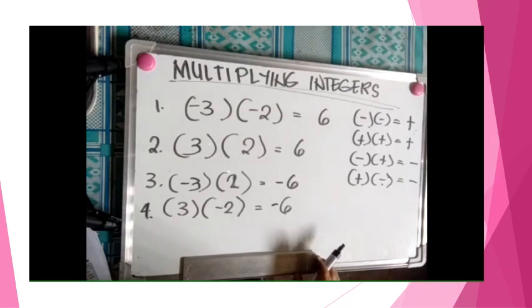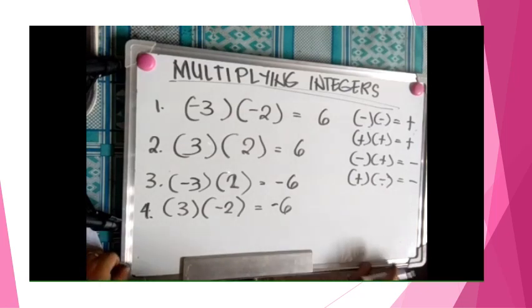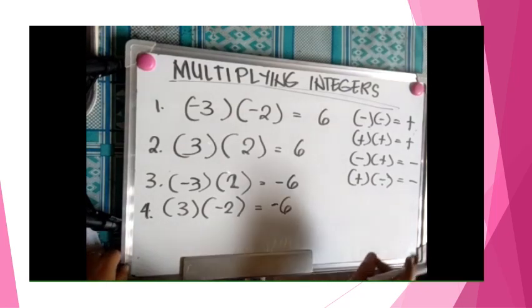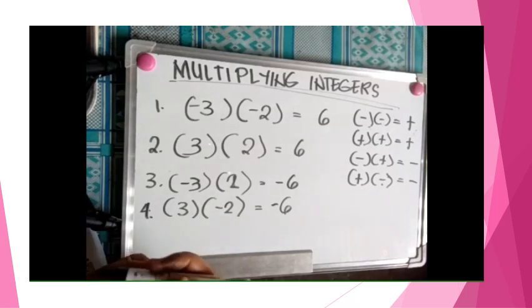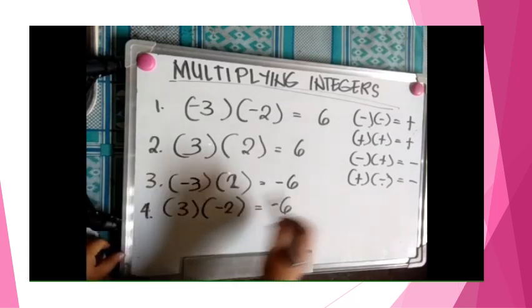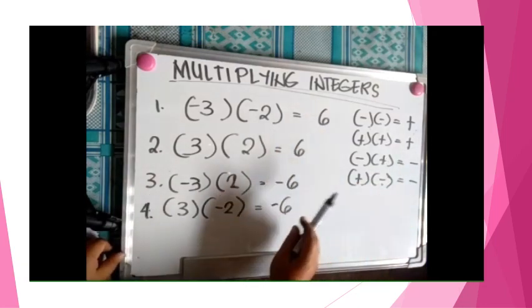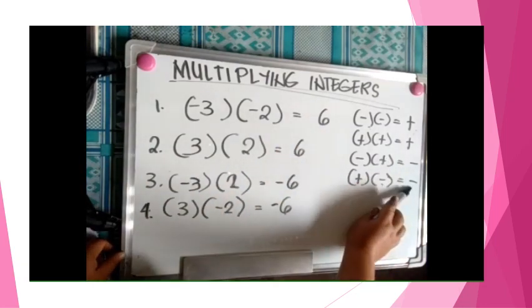Okay, it's very easy now, class. Multiplication of integers is really easy. If they have the same sign, the answer is positive: negative times negative is positive, positive times positive is positive. If they have opposite signs, the answer is always negative.